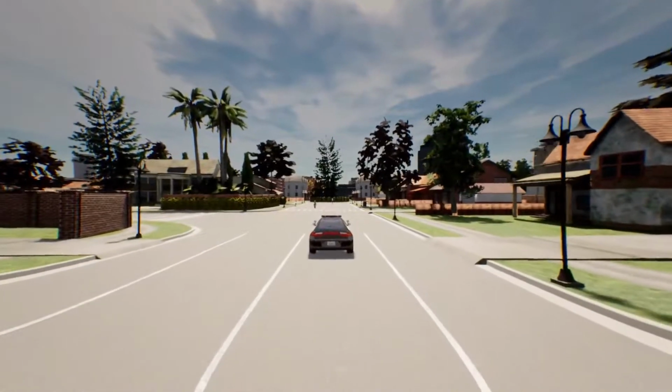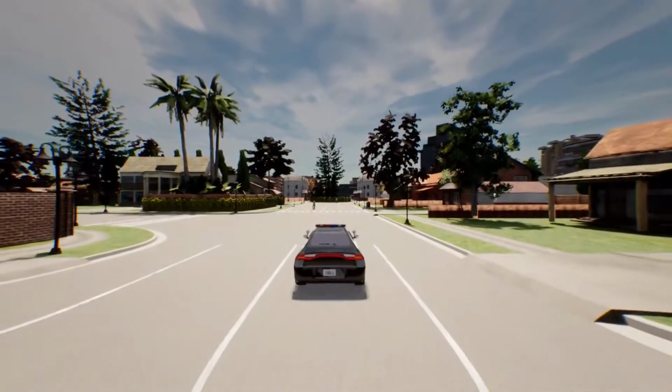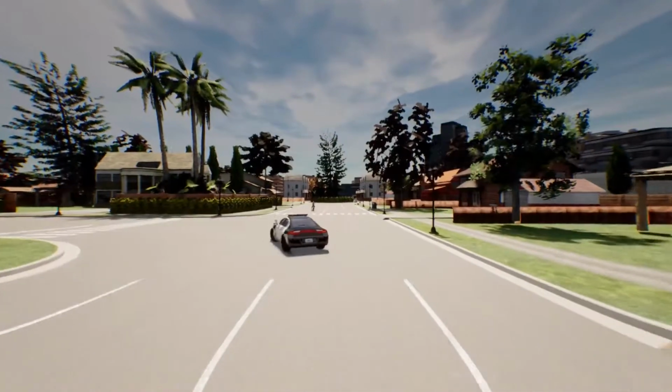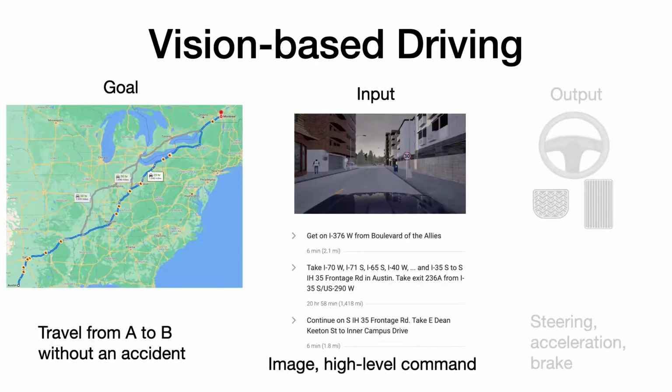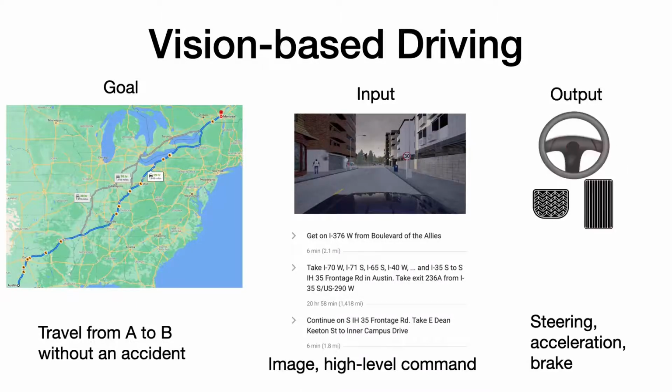Here, we look at the problem of autonomous navigation from sensor inputs alone. The agent's goal is to navigate from point A to point B without an incident. It does so by using images and high-level navigational commands as an input. You can think of these commands as instructions you get from a GPS or Google Maps. The agent's output then is steering, acceleration, and braking for every single time step.